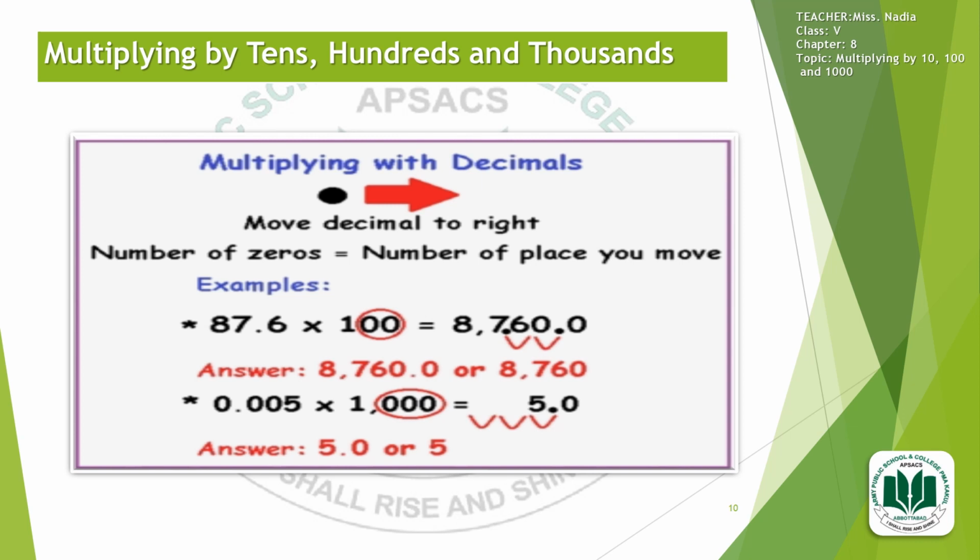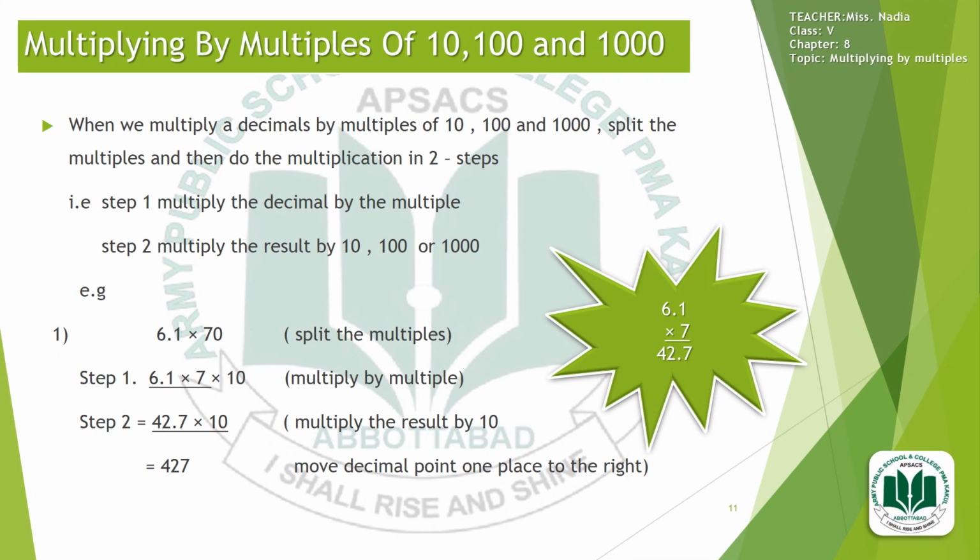Here after decimal point we have three digits, so move decimal point three places to the right. The answer is 5.0 or 5. And when a decimal is multiplied by a multiple of 10, 100 and 1000, do multiplication in two steps. Step 1, multiply by multiple. Step 2, multiply the result by 10, 100 or 1000.